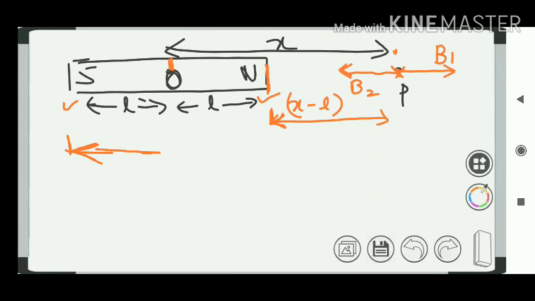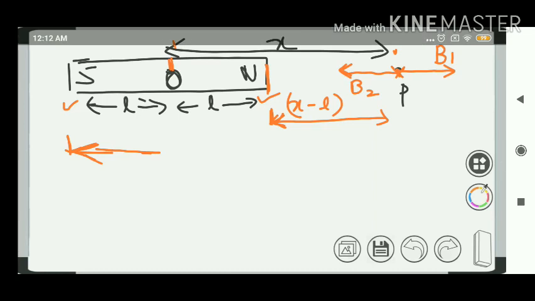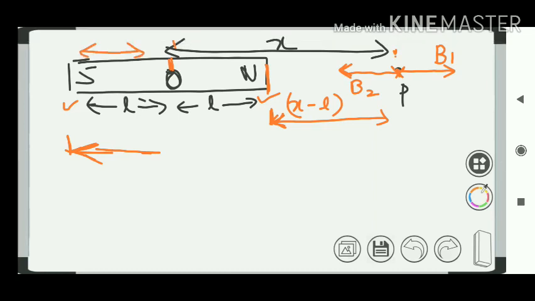Similarly, what will be the distance of south pole from the point P? It will be from here, it is X, then this much portion is L. So the entire length from here to here is X plus L or L plus X. Right, so this much of the figure should be there in your notebook, because I'm not going to redraw it, guys, because once I rub it off, it is not going to come back.